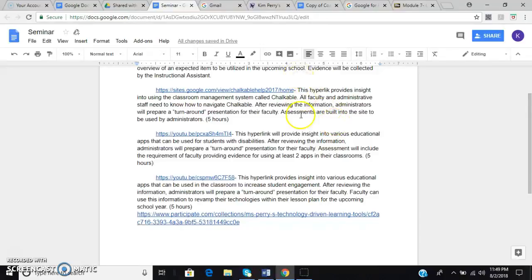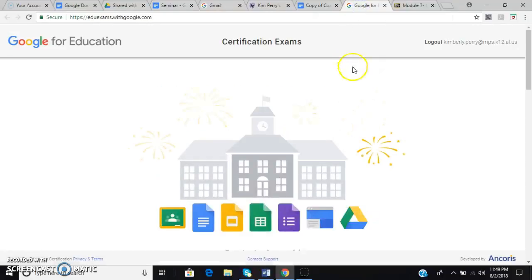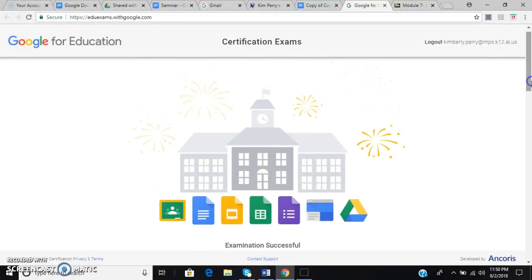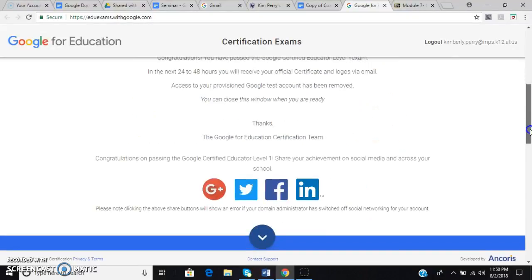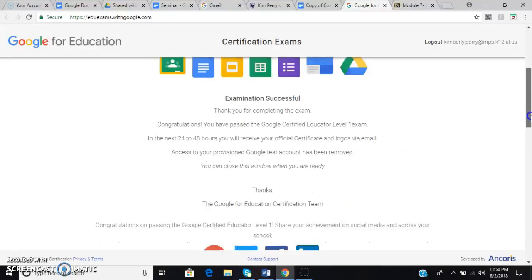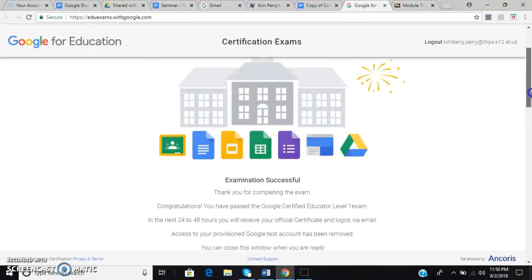Okay. Another thing I did to model for something that other educators can do as we're growing is I completed Google for Education Level 1 exam. So I am a Google certified educator. Now the training with Google was free, but there was a small fee to pay for the examination. And this achievement is good for 3 years.